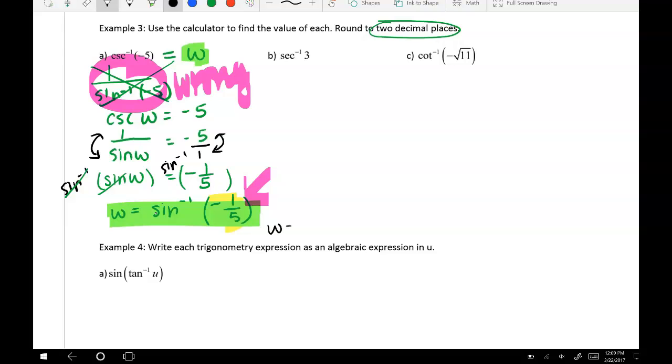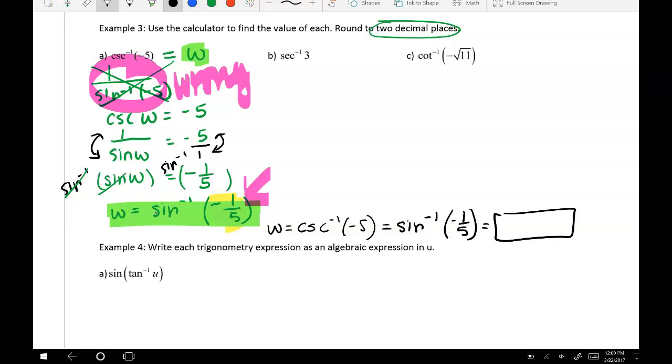So W comes out to be what? And keep in mind, W was assigned to cosecant of -5, so you are punching in sine inverse of -1/5. All right, box it up. Make sure you give me 2 decimal places.